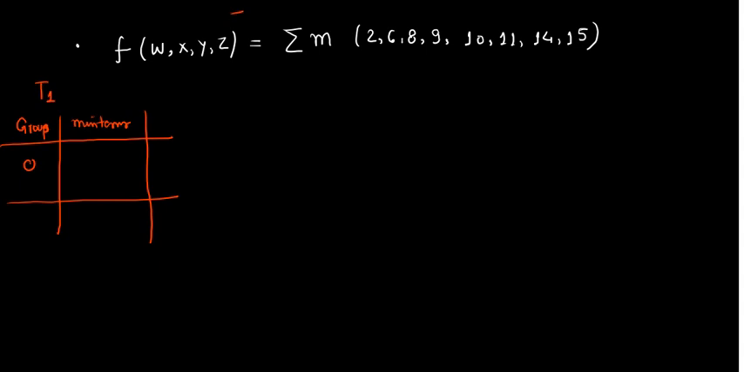So what do we write? We write the number of 1s first, right? So minterm 2 has how many 1s? 1. 6 has number of 1s equal to 2. 8 has 1, 9 has 2, 10 has 2, 11 has 3, 14 has 3, and 15 has 4. Correct?